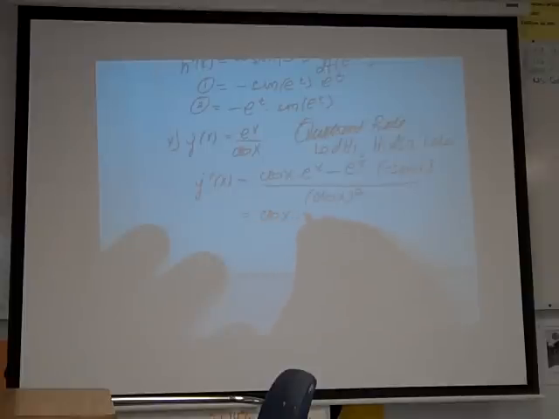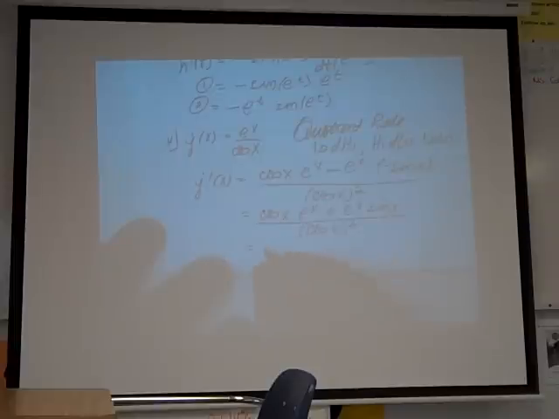A little bit of cleaning up I could do here. We've got cosine of x times e to the x. Negative e to the x times negative sine of x is positive e to the x sine of x over cosine of x, the whole thing squared. You could stop there. That is perfectly acceptable. You could go further in the numerator. When I look at those two terms, I have e to the x as a common factor. When I take that out, it gives me cosine of x plus sine of x over cosine of x, the whole thing squared. You could stop here, here, or here. Any of those 3 places, all those answers are perfectly acceptable.